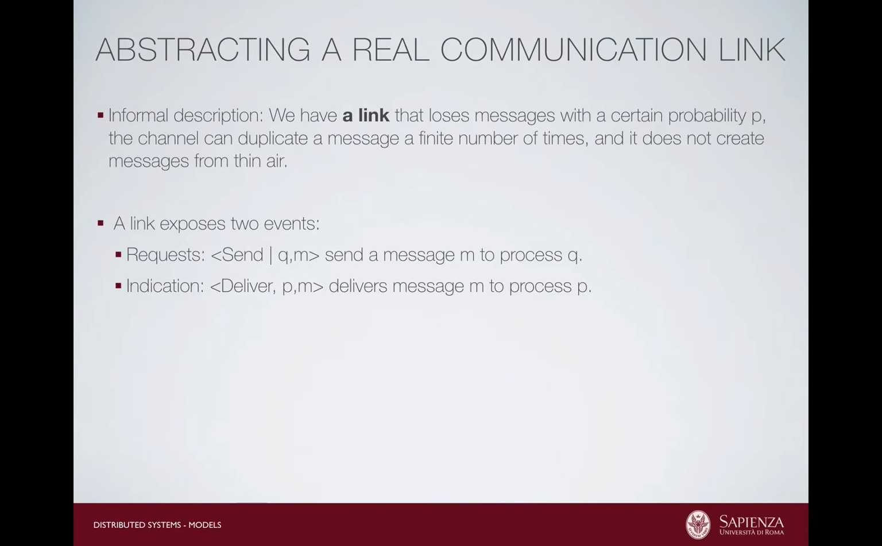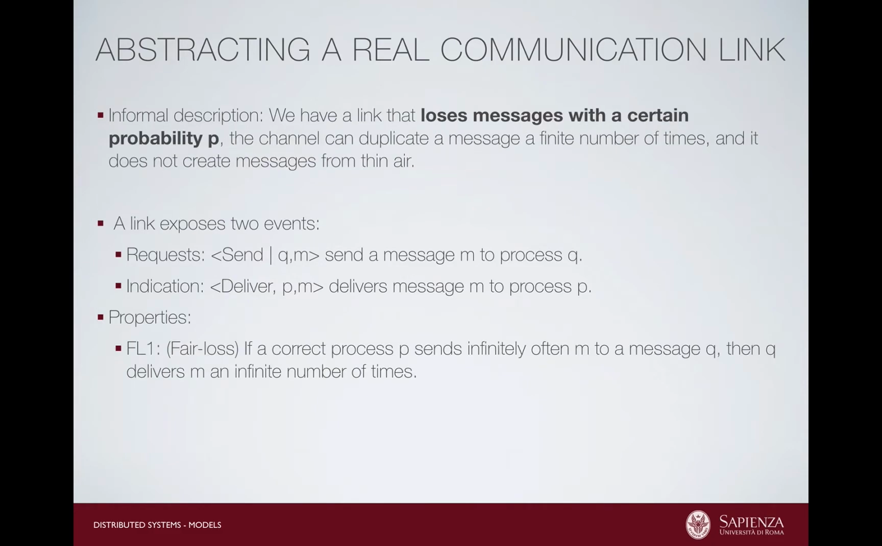The first thing is the term link. If we imagine a link, it has to expose two events to the upper layer, that is the protocols or the other things that will use the link. One event is a request event, that is, send message m to process q. Request means that it is an event that is directed towards the link. And the other kind of event is an indication event that comes from the link to the processes that are connected to the link, and it is the deliver event. This event delivers message m to process p.